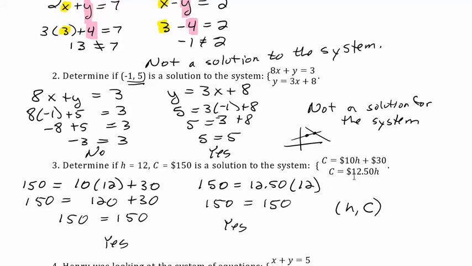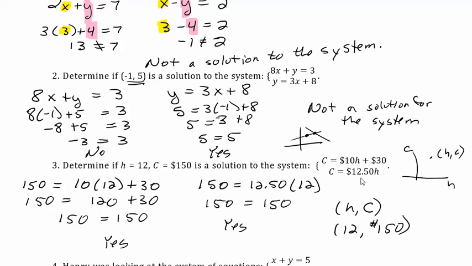The second company is not going to have any initial charge to show up, but they're going to charge $12.50 per hour. So if I was graphing these, the hours would be my independent variable and the cost would be my dependent variable. And so the ordered pairs would look like (h, c). All right, so we could say (12, 150) is a solution to this system.